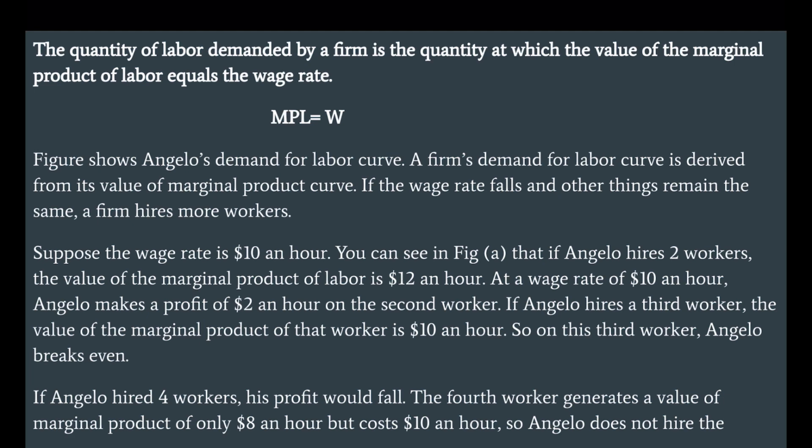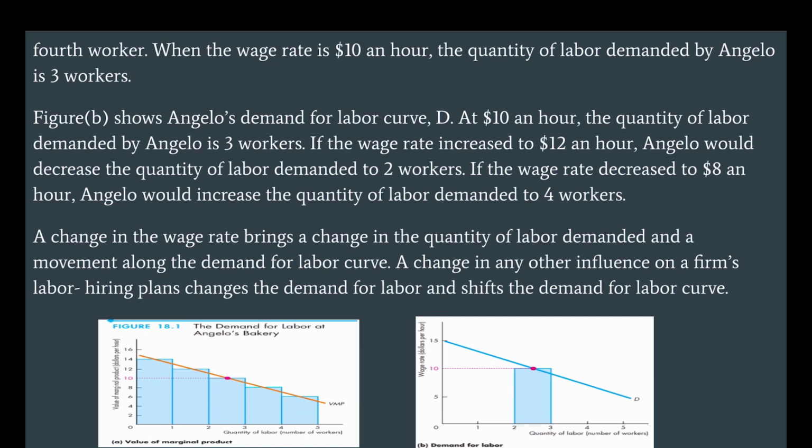The fourth worker generates a value of marginal product of only $8 an hour but costs $10 an hour. So Angelio does not hire the fourth worker. When the wage rate is $10 an hour, the quantity of labor demanded by Angelio is 3 workers.